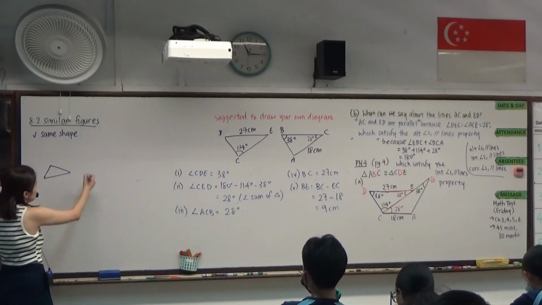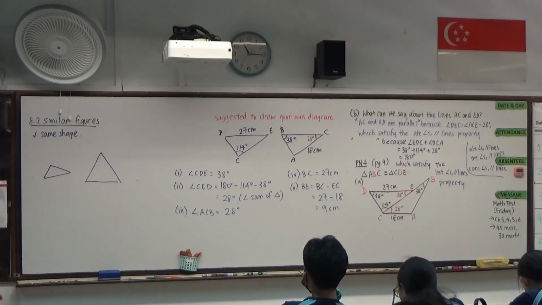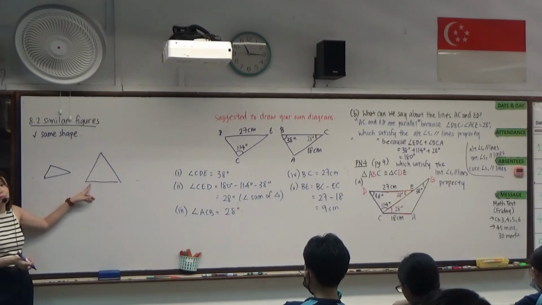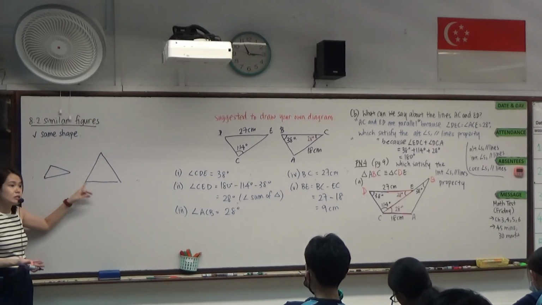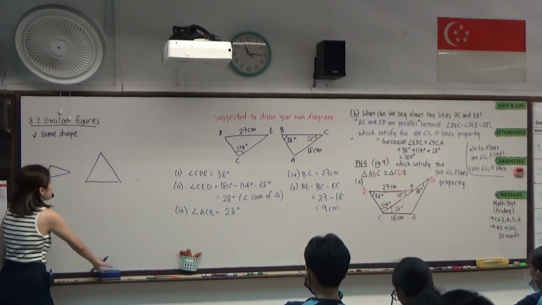For example, it can be maybe like that. It's a triangle. Like that also a triangle, right? But there's no similarity between them. Why? Because maybe this is your obtuse angle triangle, whereas this one will be an isosceles triangle. So we need to be very precise about the idea of sizes.